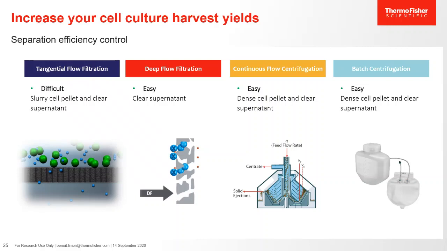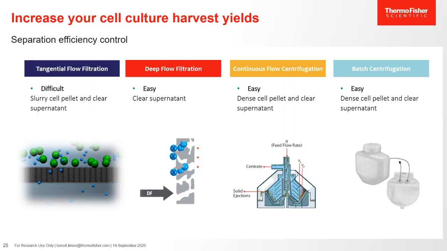In the case of deep flow filtration, we evaluate the control to be easy. This method is delivering a clear supernatant, but the cell pellet is kept trapped inside the filter and cannot be harvested. So this method is enabling the harvest of a supernatant only and waste of the cell pellet biomass.